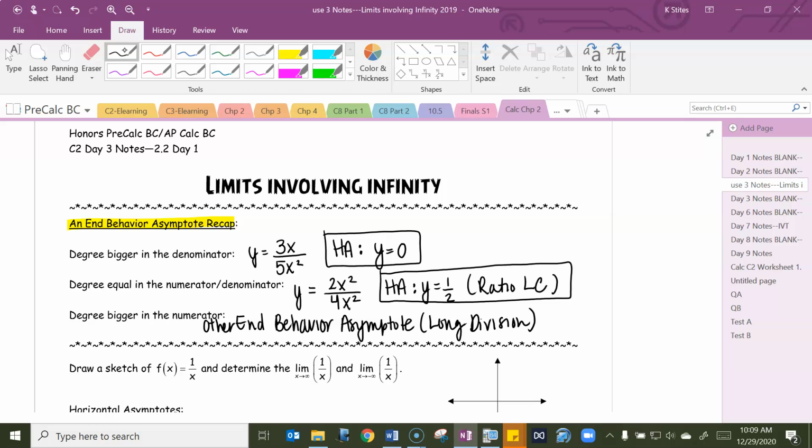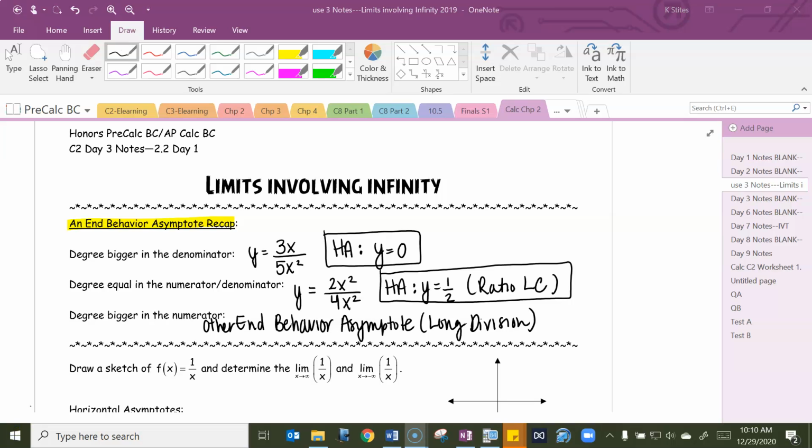If your degree was equal in the numerator and in the denominator, for example, y equals 2x squared over 4x squared, then we took the ratio of the lead coefficients. So in this situation, our horizontal asymptote would be at y equals 1/2, 2 over 4. If the degree was bigger in the numerator, then we had some other sort of end behavior asymptote, whether it was a linear asymptote, which was called oblique, or maybe it was parabolic, or maybe it was cubic. In any case, we had to do long division.